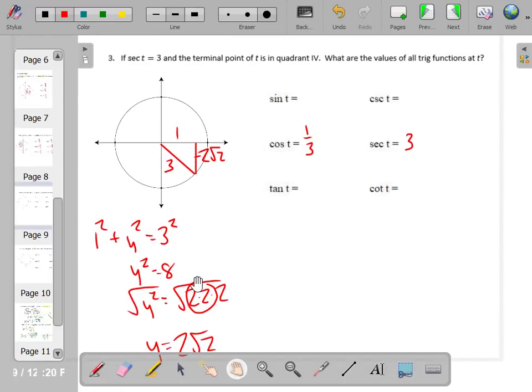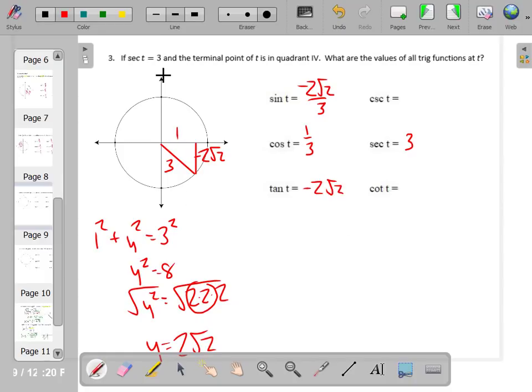This one's going to be a little messier. So let's see if we can work out all the other trig functions now. Sine is opposite over hypotenuse, so -2 radical 2 over 3. And tangent is opposite over adjacent, -2 radical 2 over 1.